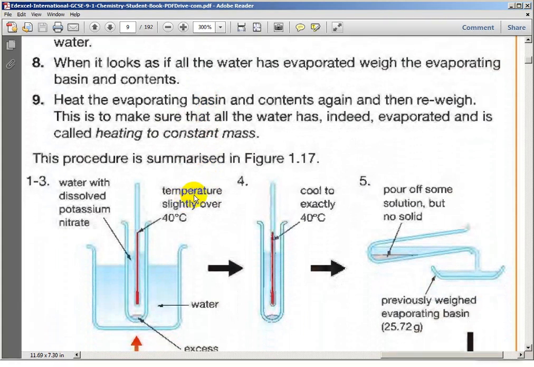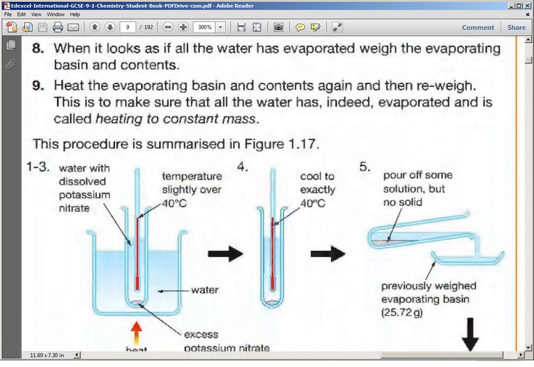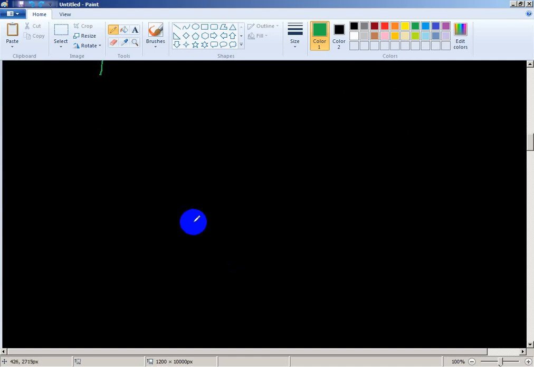Okay, I am showing this thing. I am drawing again here. You take this, like here. Take a beaker here. And here you take an evaporating basin.